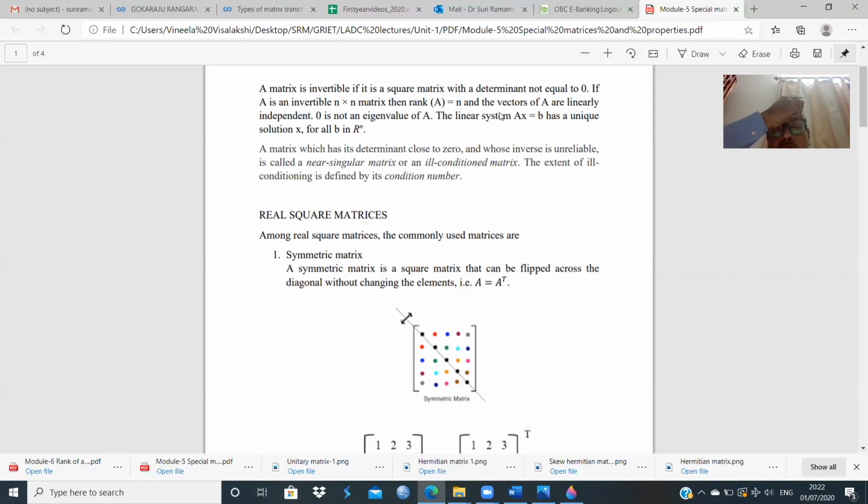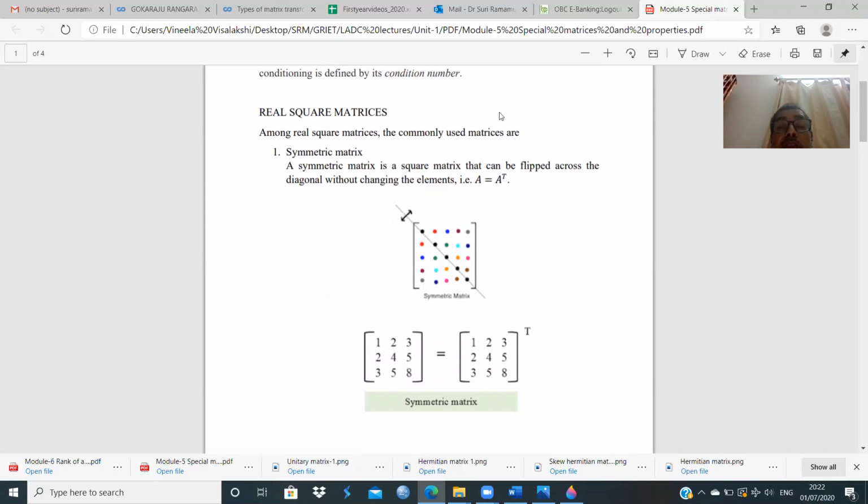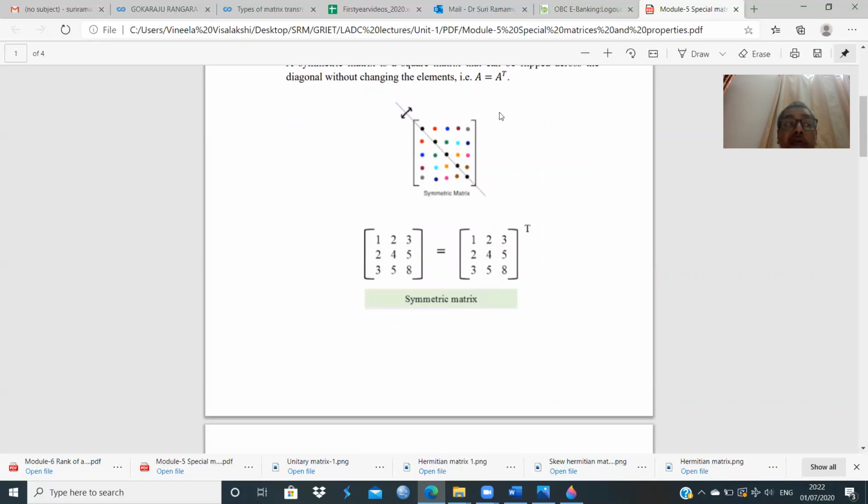Now, among the real square matrices, the first one is a symmetric matrix. A symmetric matrix can be recognized by the rule that A is equal to A transpose. A symmetric matrix visually appears something like this. It is a square matrix that can be flipped across the diagonal without changing the elements. So, it's an easily recognizable matrix. So the rule is A = A transpose. Symmetric matrices are of very great importance in the understanding of quadratic forms.